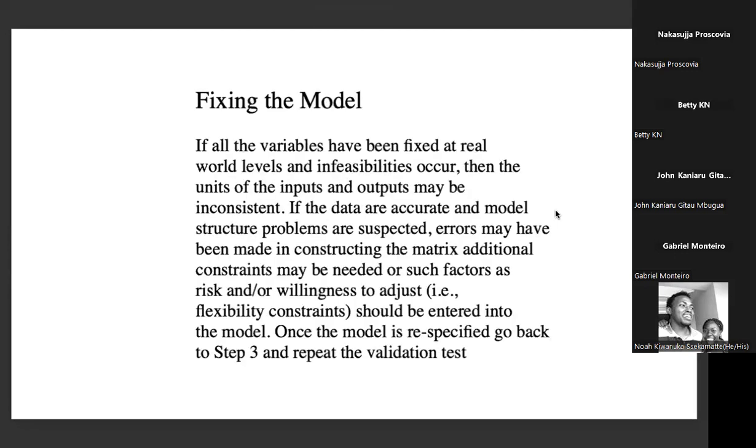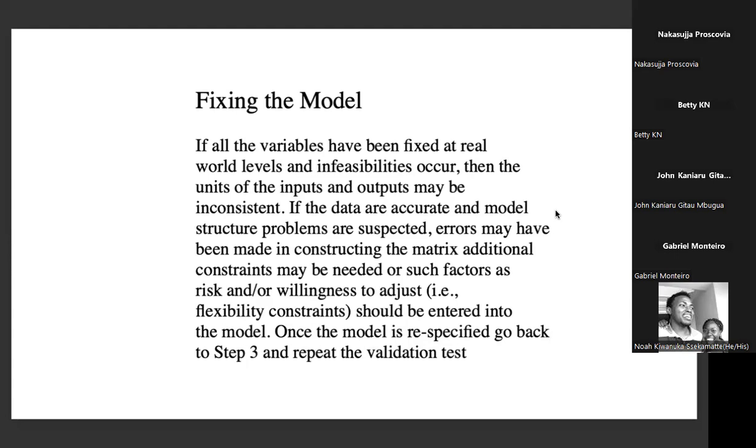How would you fix the model? If all the variables have been fixed at real-world levels and still inconsistencies occur, then the units of the inputs and outputs may be inconsistent. Maybe the data you have is per day, but in your model, you're running the model per unit per second or per month. If the data are accurate and model structure problems are suspected, errors may have been made in constructing the matrix, additional constraints.